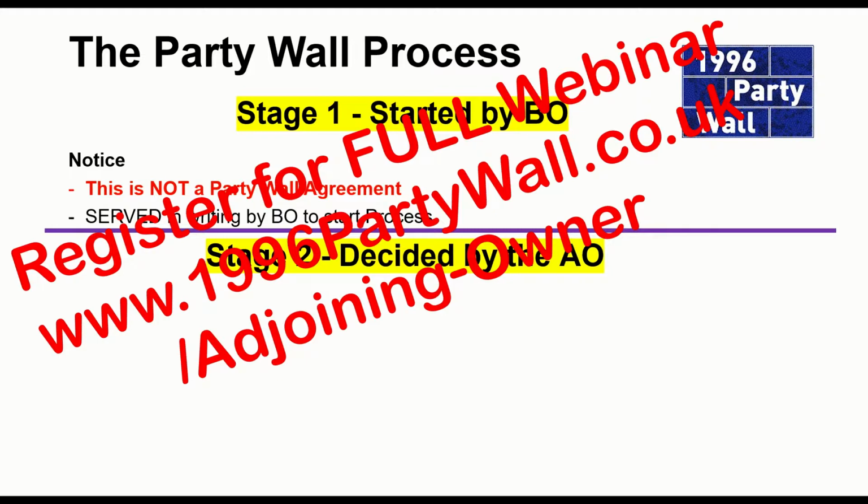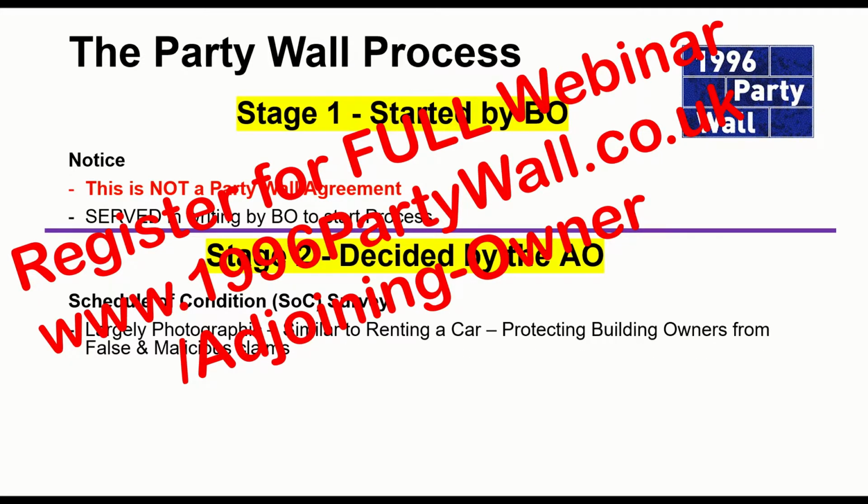The adjoining owner can request that a schedule of conditions be taken. Now this is almost like renting a car from a car rental company, i.e. a photographic survey is done before the works begin. Its function is to protect the building owner from false and malicious claims. Various times we've gone into properties to do a survey and seen damage. Had we not done the survey, we would have thought this had been caused by the building works.